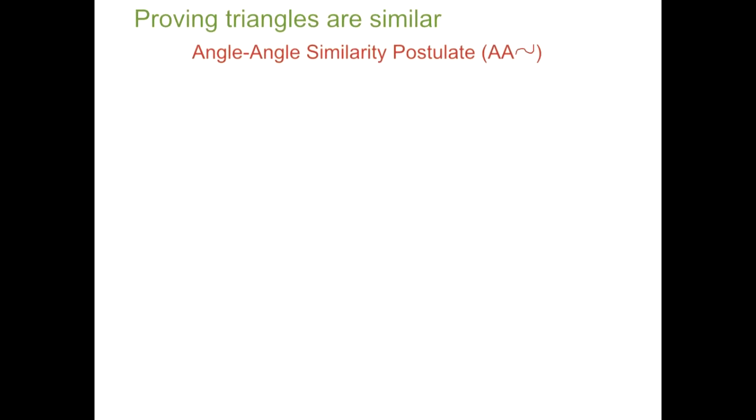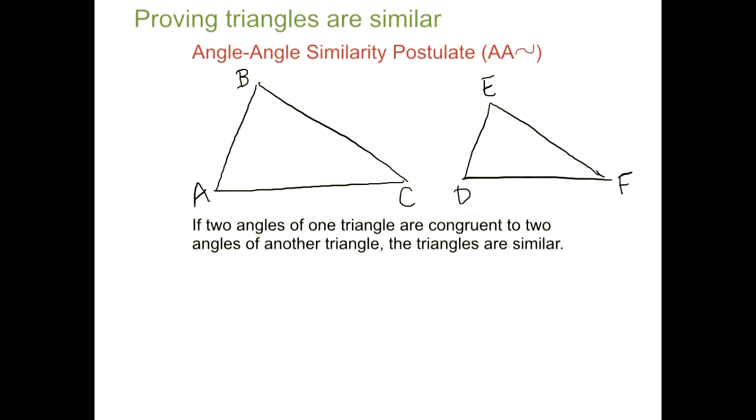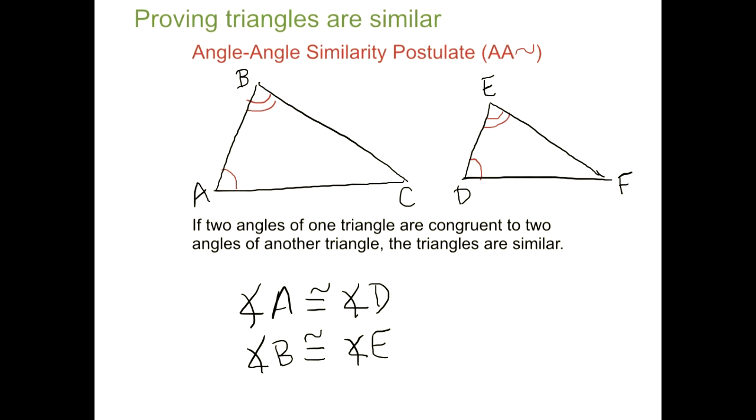The first one is the angle-angle similarity postulate. The angle-angle similarity postulate states that if 2 angles of one triangle are congruent to 2 angles of another triangle, then the triangles are similar. So here you see angle A congruent to angle D, and angle B congruent to angle E. If we know that that's true, then we know that these triangles are similar. So I can write the following statement: triangle ABC is similar to triangle DEF.